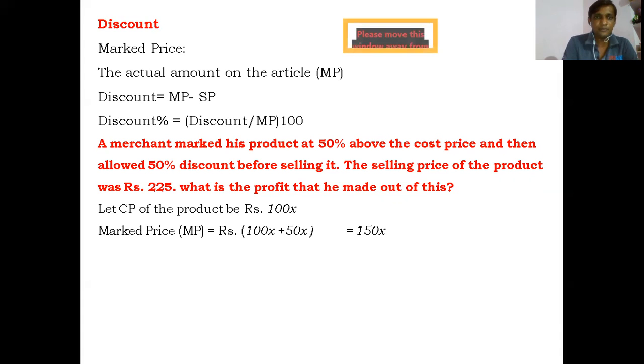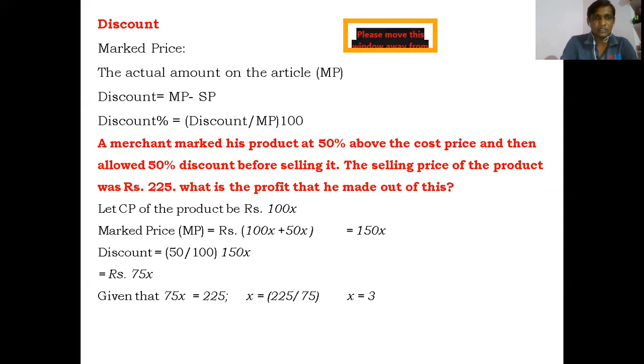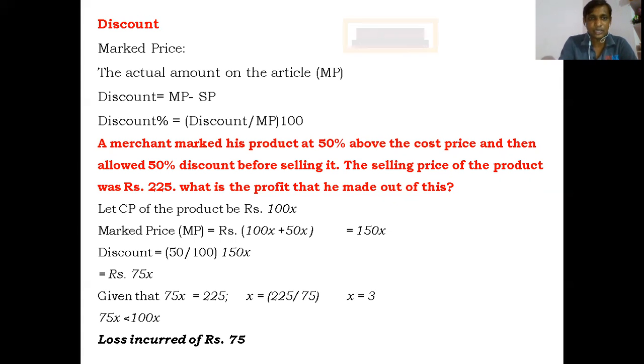Then market price will be 100 plus 50%, that is 150x. Okay. So your discount is 50%, that is 50 by 100 into 150x. After simplification, I'll get 75x. Given that 75x is equal to 225 rupees, then x is equal to 3. So 75x is less than 100x, so the person is going to incur a loss.